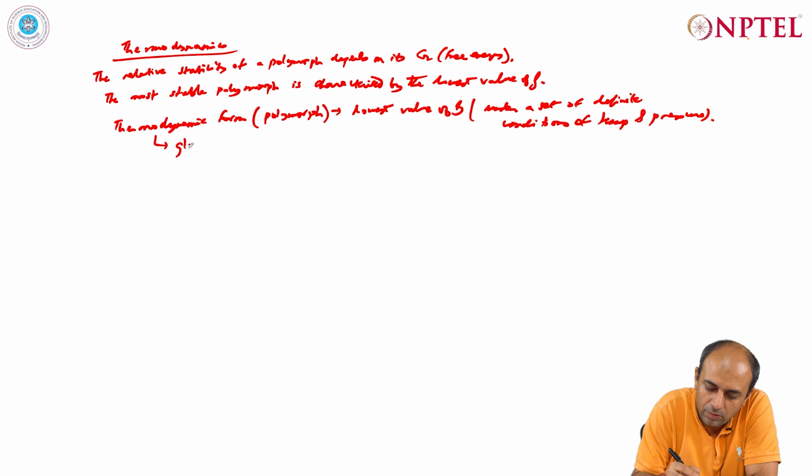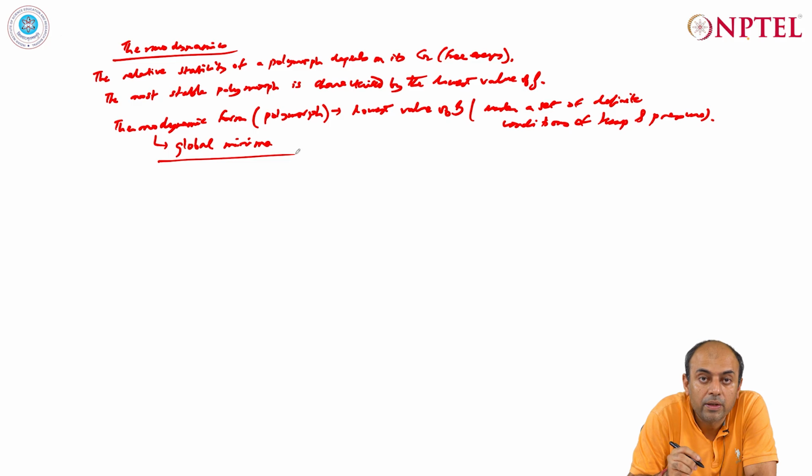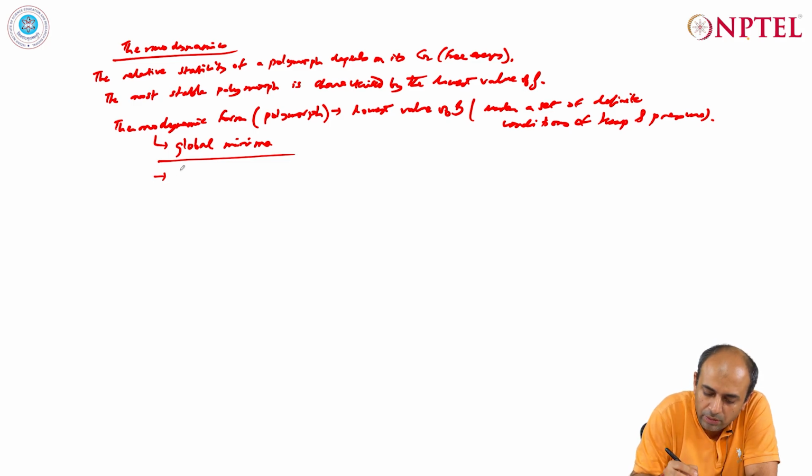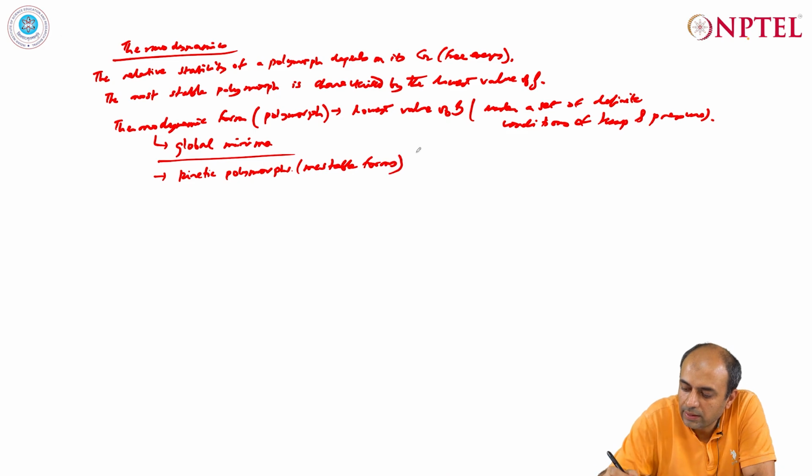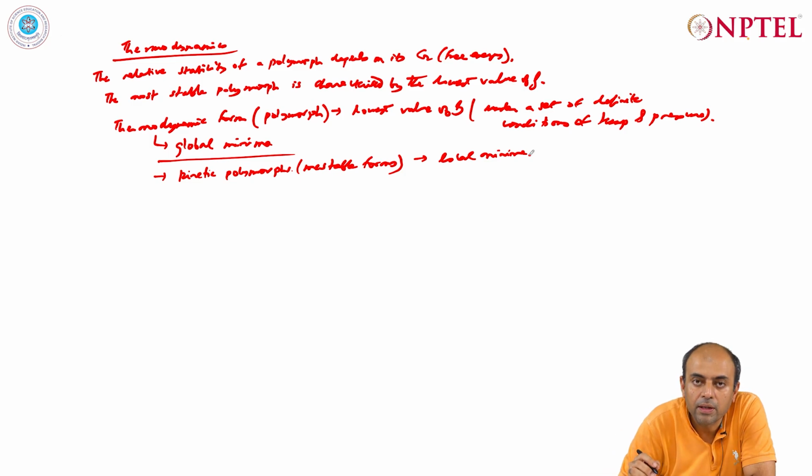This is also called the global minima in the energy landscape, whereas the other polymorphs which are formed are called the kinetic polymorphs. These are also called metastable forms, and they essentially correspond to the local minima in the free energy landscape. So we have got a free energy landscape for the different polymorphs. The one which is the local minima is the kinetic polymorph.